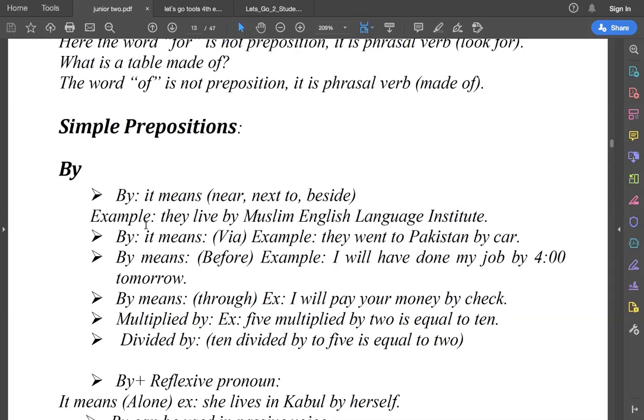The second meaning of by is that it means via, or like with. For example, they went to Pakistan by car.